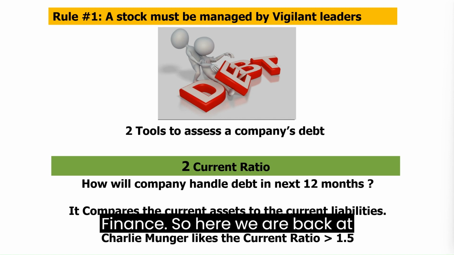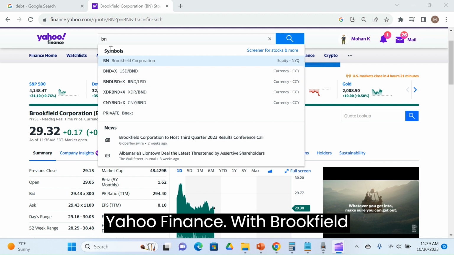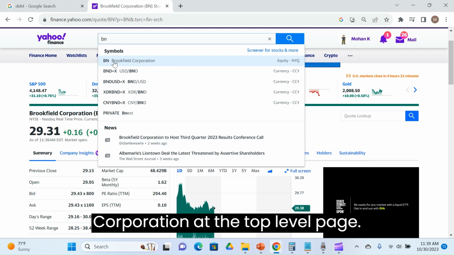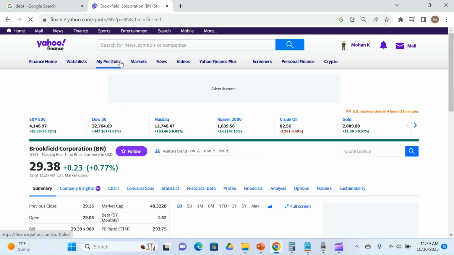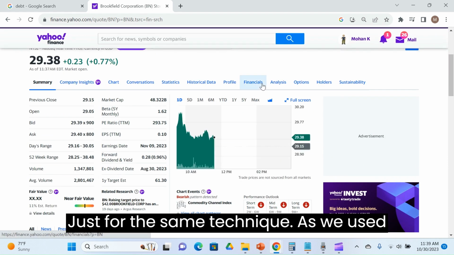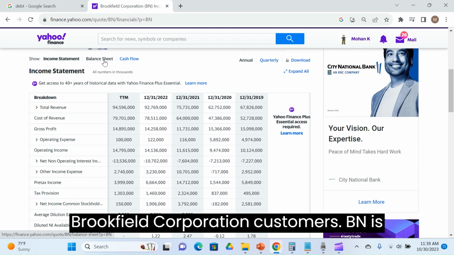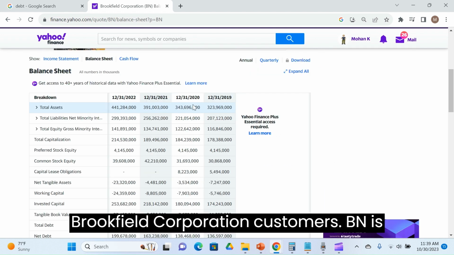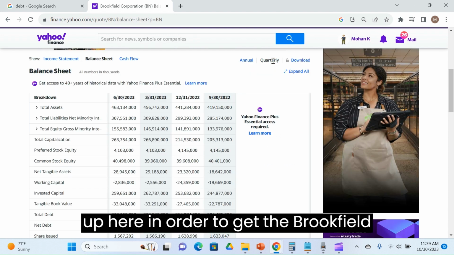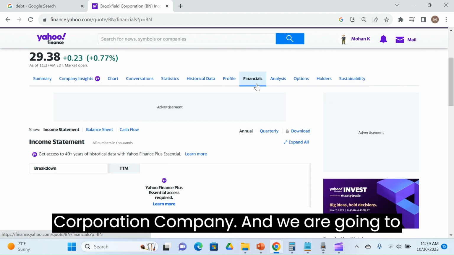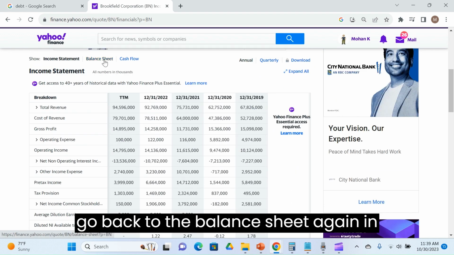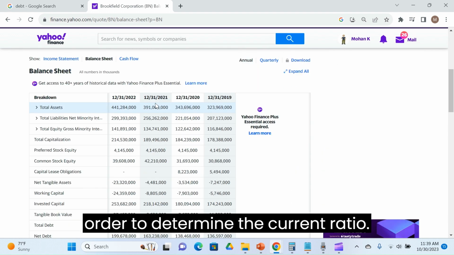So here we are back at Yahoo Finance with Brookfield Corporation at the top level page. Just follow the same technique as we used before. You type in BN, Brookfield Corporation, the ticker symbol is BN, up here in order to get the Brookfield Corporation company. And we are going to go back to the balance sheet again in order to determine the current ratio.